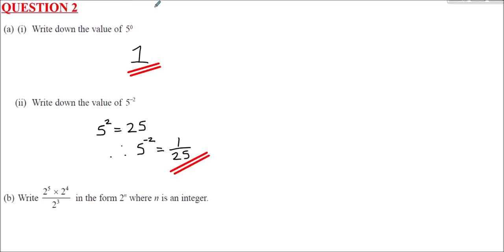So to clarify, the laws I've used here for indices, where a is any number, a to the 0 is always 1. That's what I've used there. And the law I've used here is any number to a negative power is the same as 1 over that thing with a power made positive.